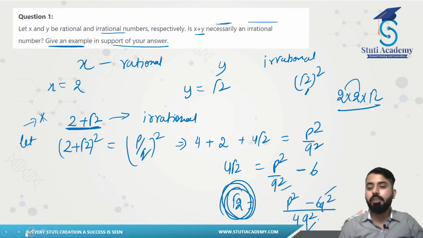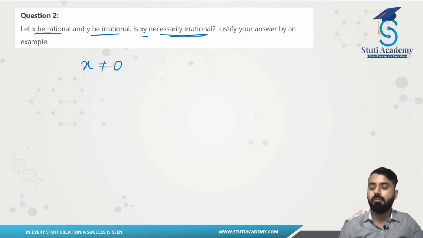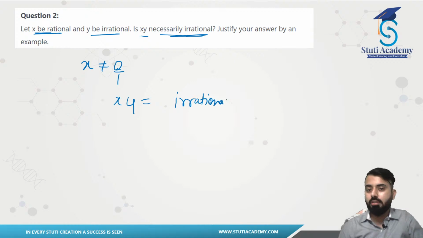Now let's just see what we have in the second question. It is this one. Let x be rational and y be irrational. Is xy necessarily an irrational? Justify with an example. See, this condition holds if x is not equal to 0. Remember, 0 by 1 is a rational number. But if x is not equal to 0, then xy will always be irrational, provided y is, let's say, an irrational number square root 2.